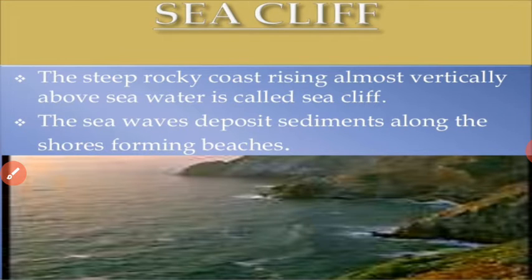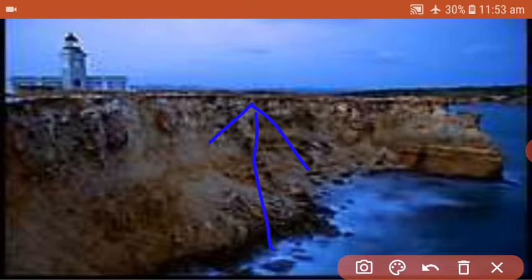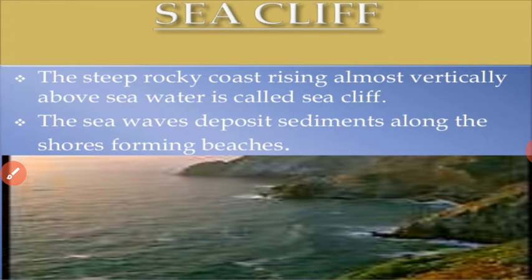Now the next part is the cliff. The steep rocky coast like this you can find in this picture, the steep rocky part which rises vertically from the surrounding sea region. Such a higher region, a sudden growth of landmass, is known as a cliff. You can find the definition again: the steep rocky coast rising almost vertically above sea water is known as a sea cliff. The sea waves deposit sediments along the shores forming beaches, that we have seen in the previous part.